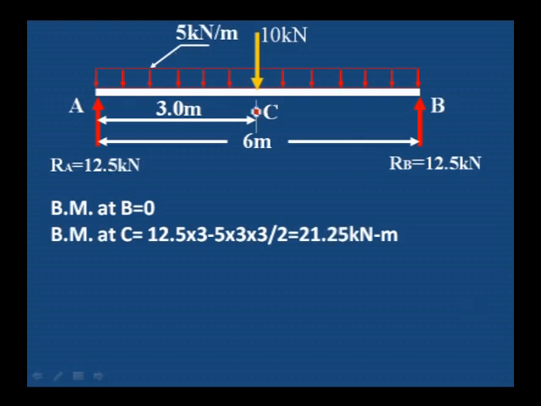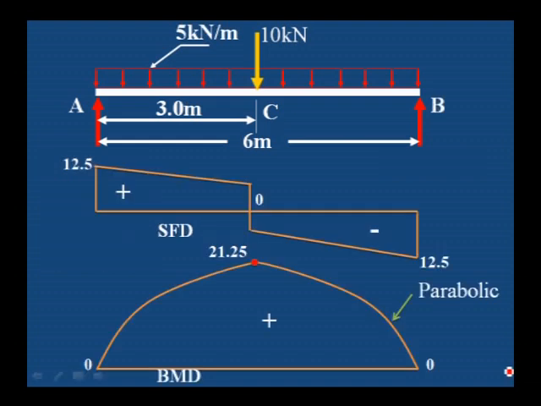Bending moment at B is 0, and then bending moment at C, the center point, you have to take the moment, and bending moment at A is equal to 0. This is the shear force and bending moment diagram.